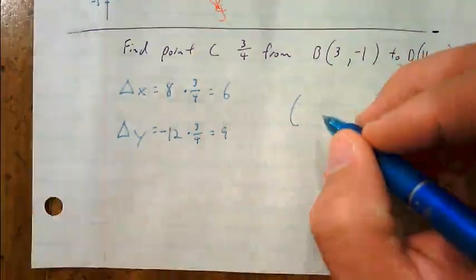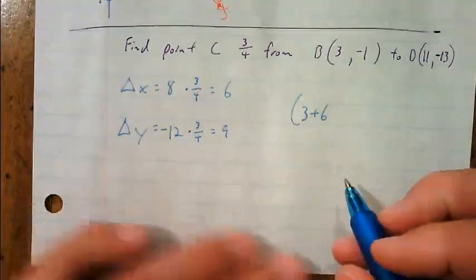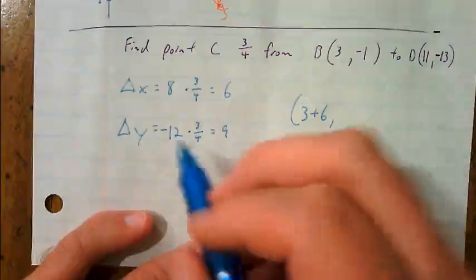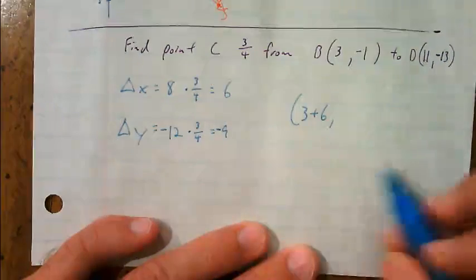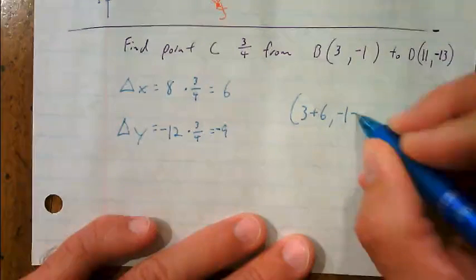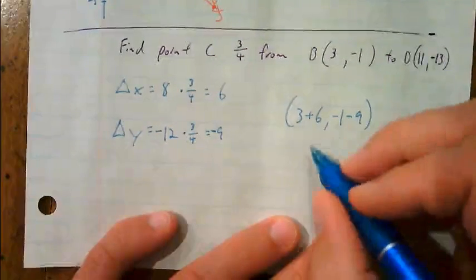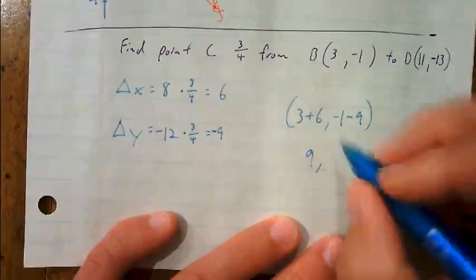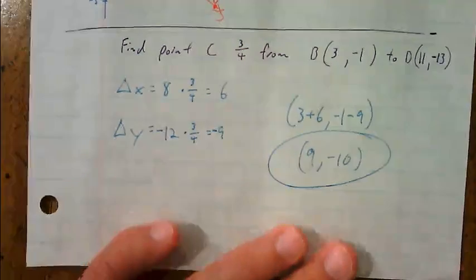So I have 3 plus 6, and now, the second one, this would be a negative, because again, that was a negative number. I was going in a negative direction. So -1, -9, and my new point is at (9, -10). And that's my answer.